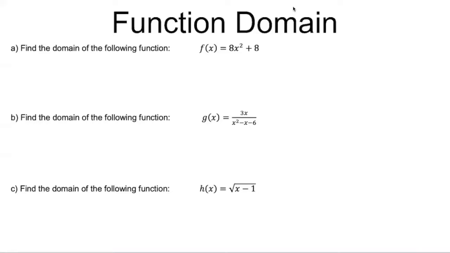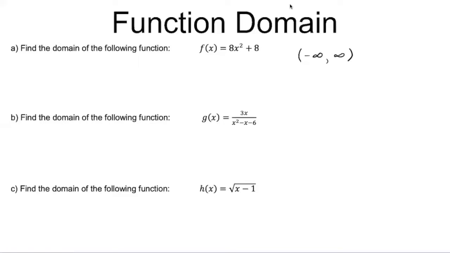So looking at our first example, you will note that it is a polynomial function. More specifically, it is a quadratic polynomial function. For polynomial functions, you always have all real numbers as the domain. So in this case, we would write it out as negative infinity to infinity, as you see also on the functions categories handout.